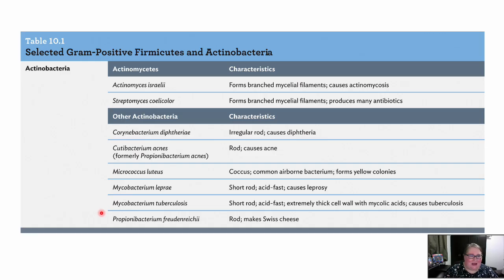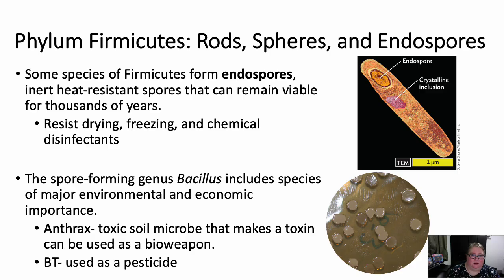Okay, and then we have this last guy in the Actinobacteria phylum that we're going to talk about. This is Propionibacterium freudenreichii. My German's terrible, so I probably just mispronounced that. But this is the bacteria that makes Swiss cheese Swiss cheese. This is what's going to create the holes in the cheese and that really tangy flavor that it has. Okay, so let's talk a little bit more in detail about some of these bacteria.